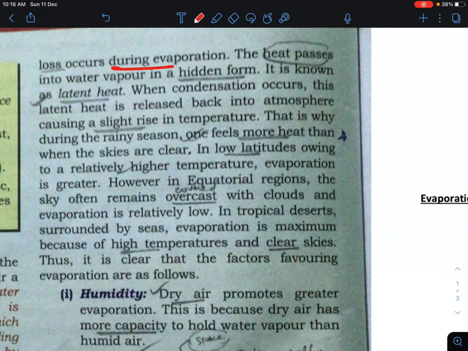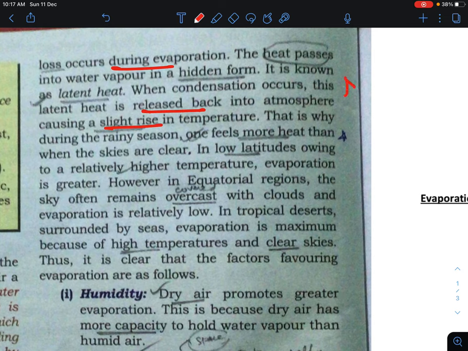Now when condensation occurs, this latent heat is released back into the atmosphere. According to the conservation of energy, whatever energy is given is also released back. So whatever amount of energy was taken during the change of phase from water to vapor, there is a hidden energy. When condensation occurs, this latent heat is released back into the atmosphere, causing a slight rise in temperature.